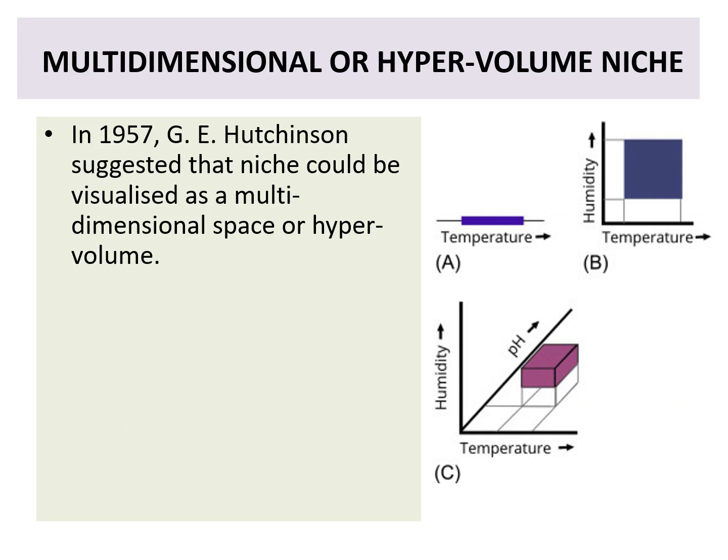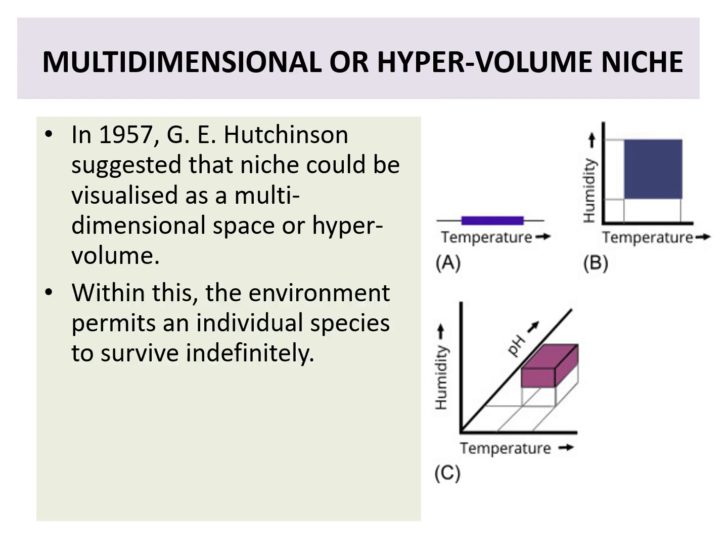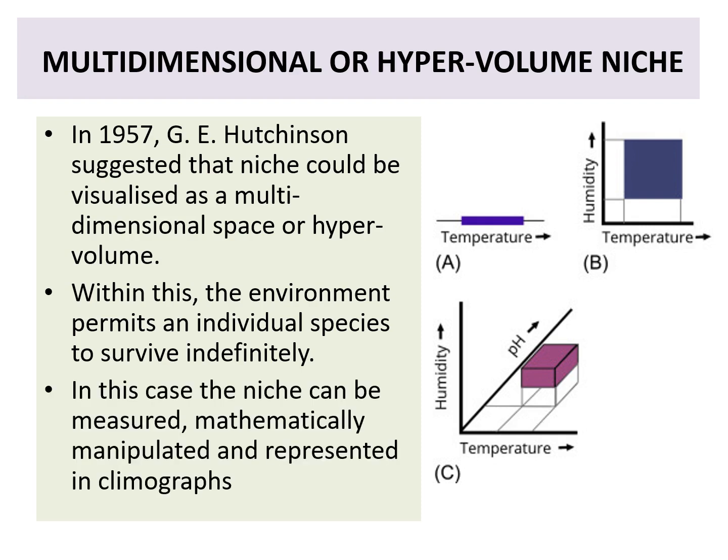In 1957, Hutchinson suggested the niche could be visualized as a multidimensional or hypervolume niche. Within this, the environment permits an individual species to survive indefinitely. In this case, the niche can be measured, mathematically manipulated, and represented in a climograph.